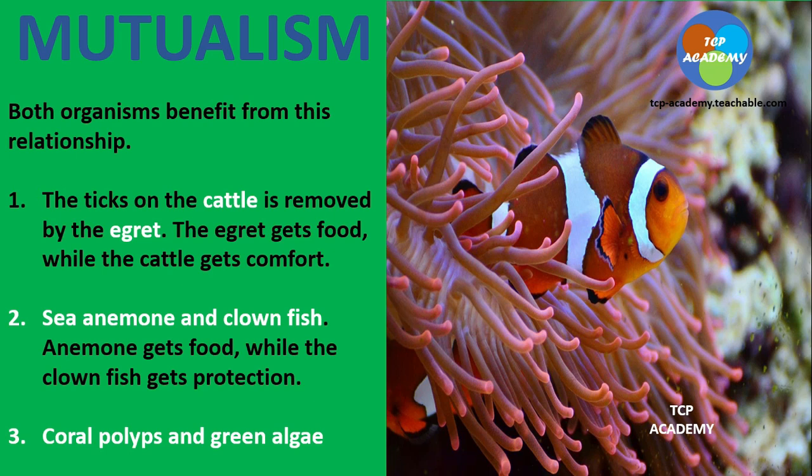Then we have the coral polyps and the green algae, referred to as zooxanthellae, where the algae is getting pretty much carbon dioxide from the coral, and the coral is getting oxygen from the algae. Now, there's also more to the relationship, as to the food that the coral would have received, and of course, the living space that the green algae would have received from the relationship.